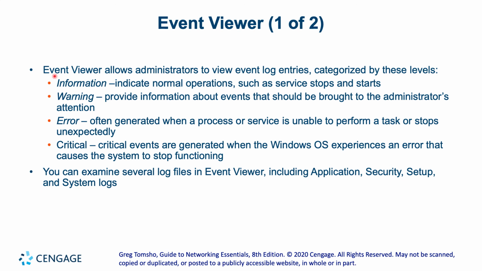Warning provides information about events that should be brought to the administrator's attention. An error is generated when a process or service is unusable or a program crashes. Critical events are generated when the operating system experiences an error that causes the system to stop functioning. So typically errors will be for applications. Critical would be an operating system-wide error.